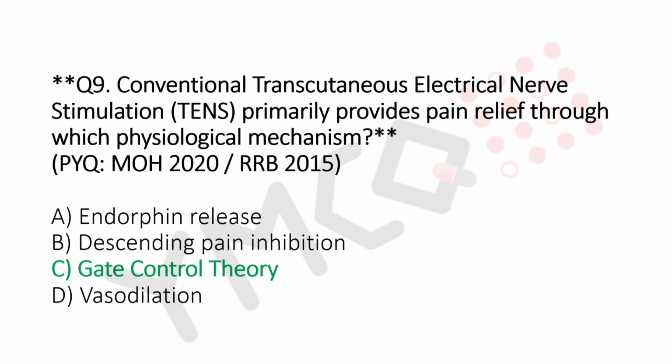Conventional TENS uses high frequency and low intensity to stimulate A beta fibers, which close the gate to pain signals in the spinal cord.